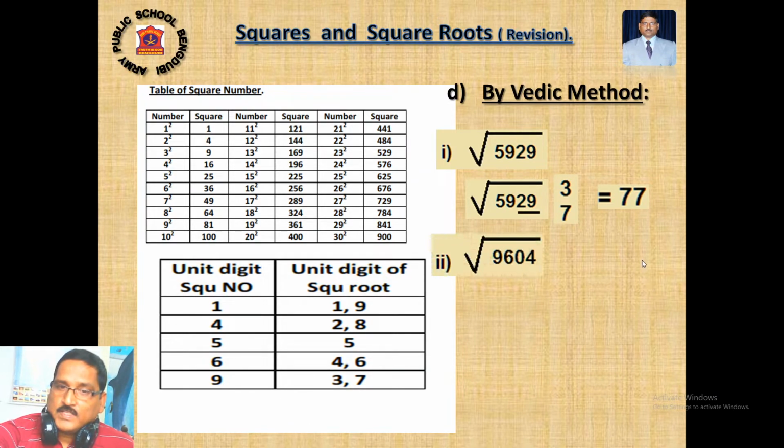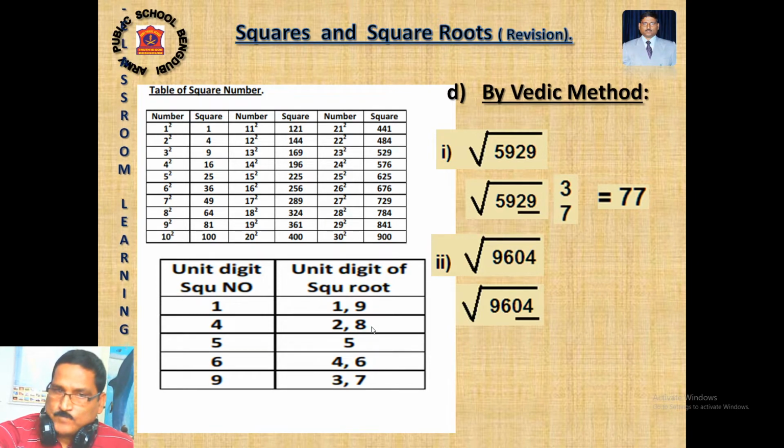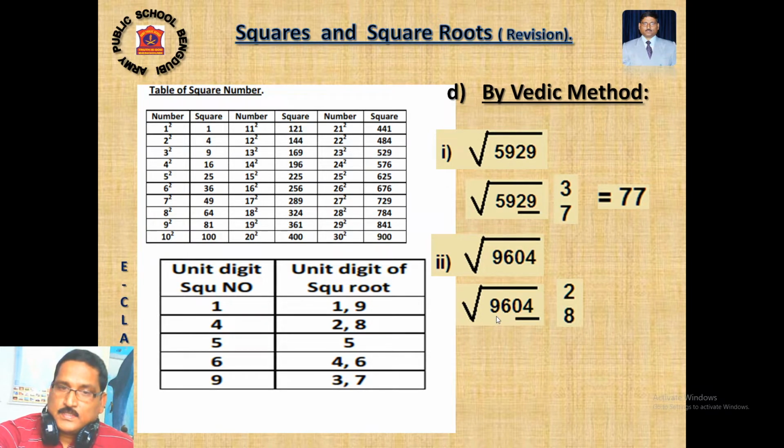Okay. Now next example. Underline these two digits. The number ends with 4. What will be the unit digit? Either 2 or 8. It is not clear whether it will be 2 or 8. What is the remaining number after 04? There is 96. 96 comes after squaring which number? Definitely 9, not more than 9. So 9 times 9 is 81. So 9 will be the ten's digit.